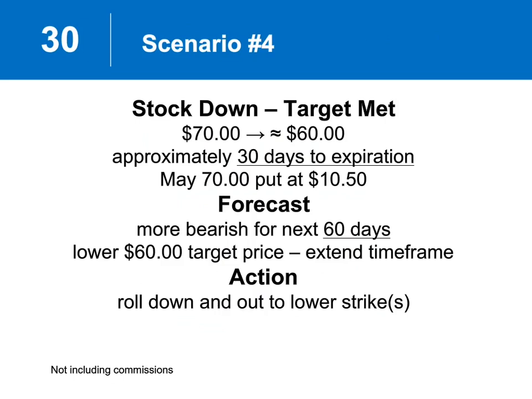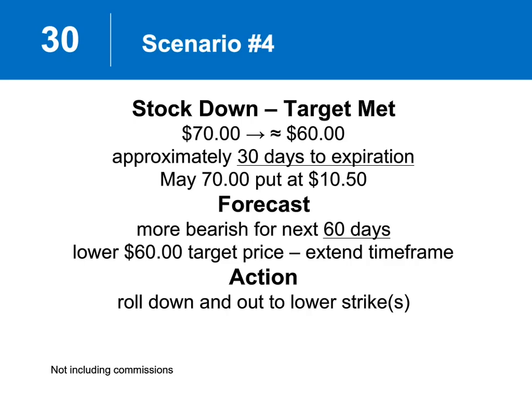Let's go to scenario 4. Stock down, target met. So again, wonderful forecast. Stock heads down the entire $10. Still, we've got about 30 days to expiration. So those May 70 puts with 30 days, now they are $10 in the money with the stock at 60. They're $10 in the money, so there's not a lot of premium, but we've got 30 days to expiration. So we've got 50 cents of premium, so those May 70 puts are now trading for $10.50.